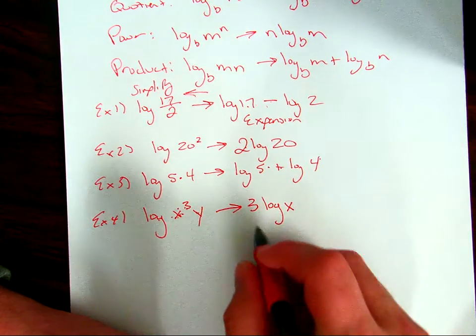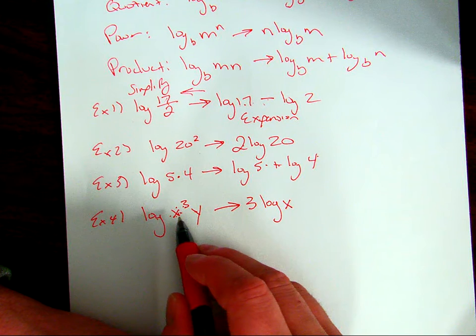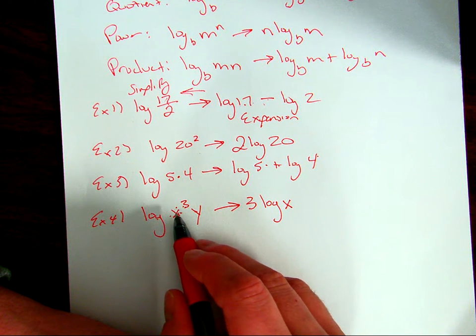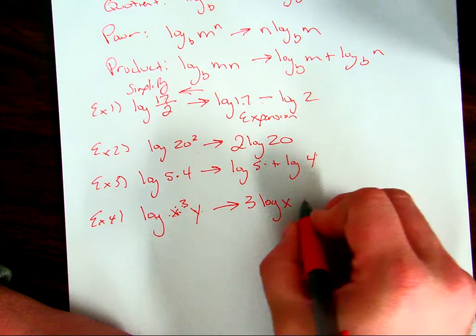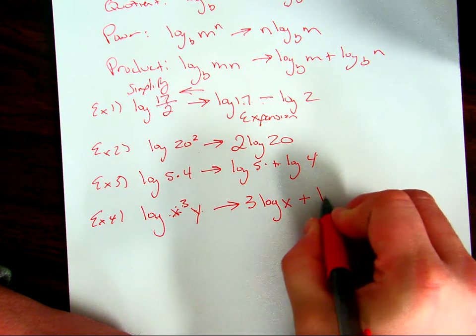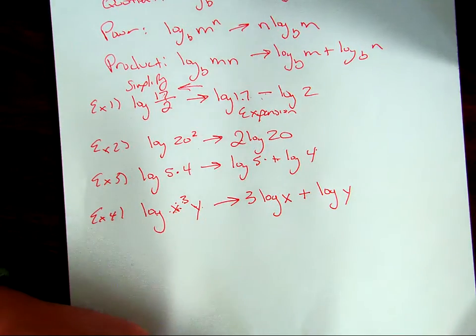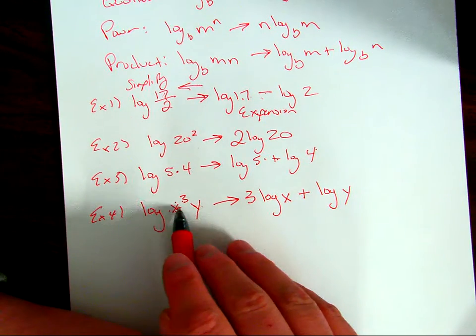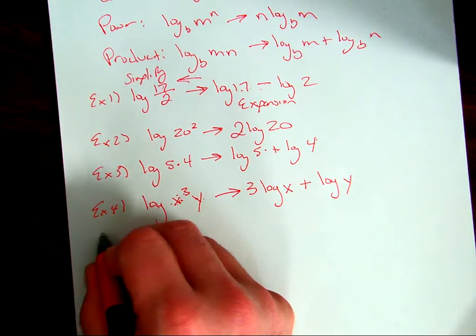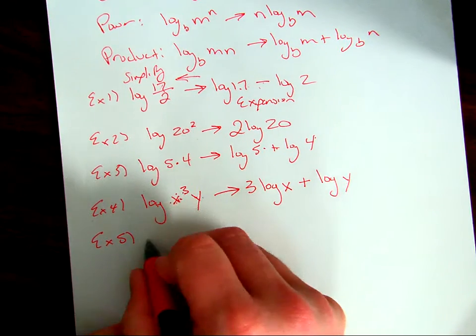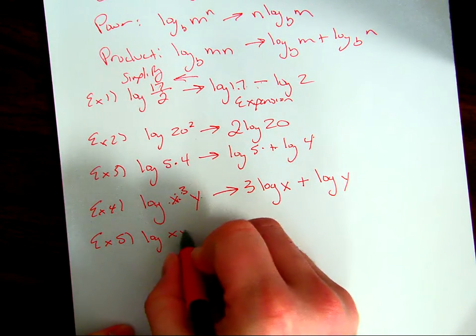So 3 log x. Then I want to think to myself, what's going on between x and y? Well, we're multiplying, so that's a plus. So plus log y. And that makes it real simple and easy if you'll just take it one piece at a time. So let's take a look at another one. Make this one a little bit harder.